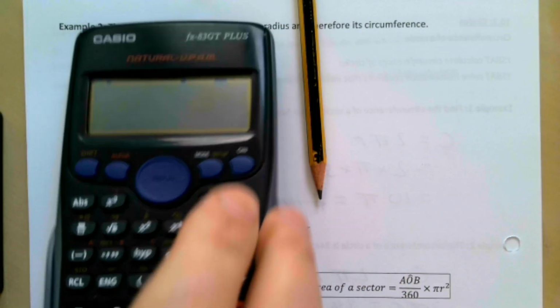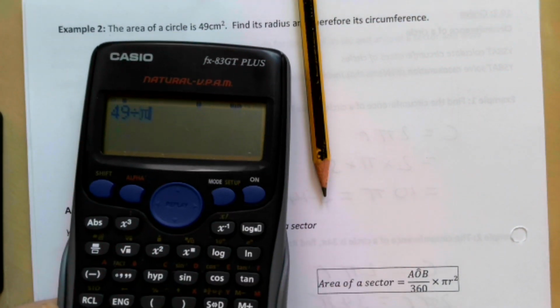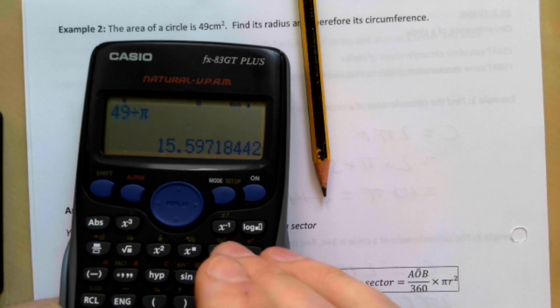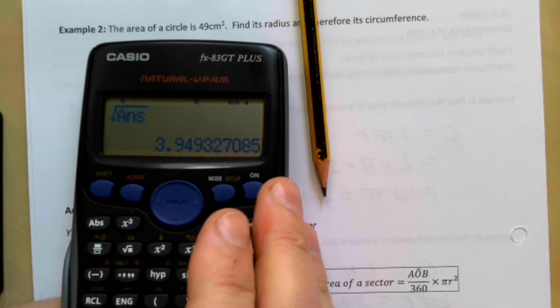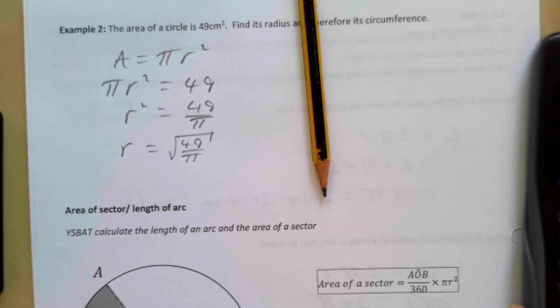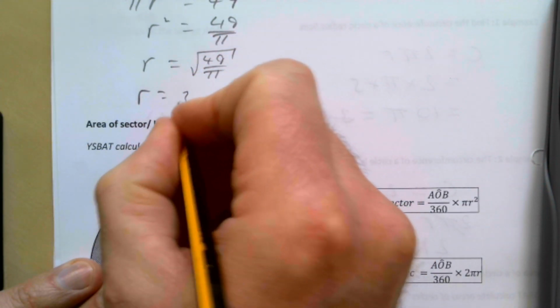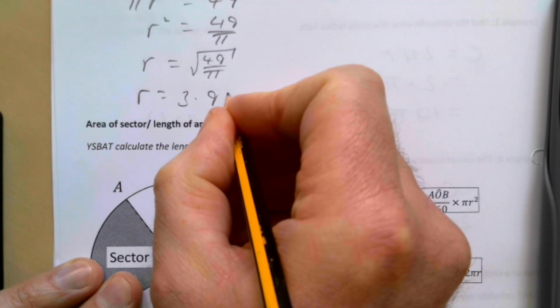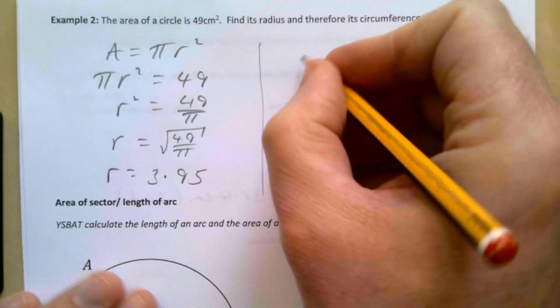So let's see what way we'll do this in the calculator. If we go for 49 divided by pi, and then if I take the square root of the answer, it's giving me 3.95. So my radius then is 3.95, and then they want the circumference. Hopefully you can see that okay.